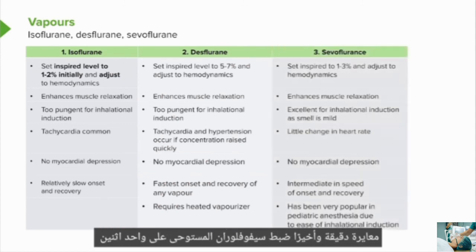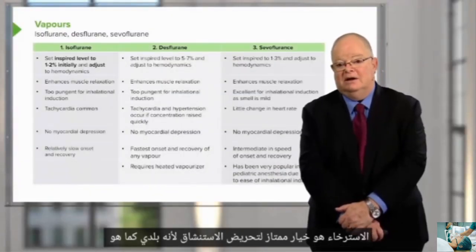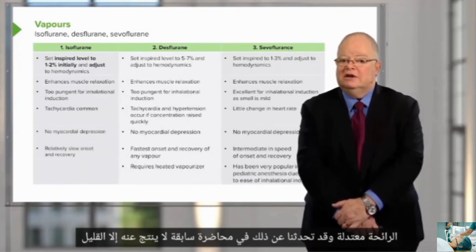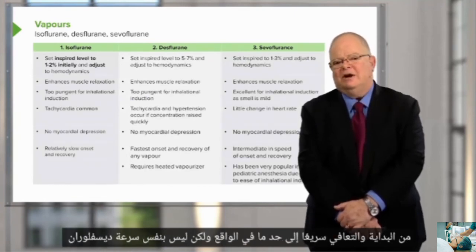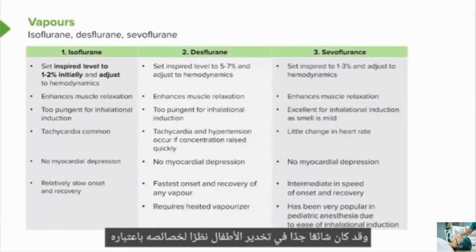And finally, sevoflurane: set the inspired concentration to 1 to 3%, and again, adjust to hemodynamics. It also enhances muscle relaxation. It's an excellent choice for inhalation induction as its smell is mild, and we talked about that in an earlier lecture. It produces little change in heart rate, no myocardial depression. It has an intermediate speed of onset and recovery, fairly quick actually, but not as quick as desflurane. And it's been very popular in pediatric anesthesia because of its property as an inhalation induction agent.